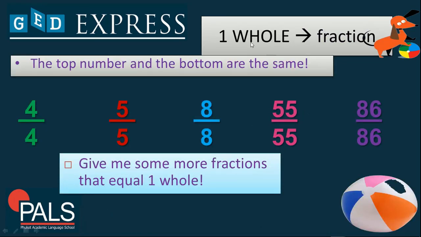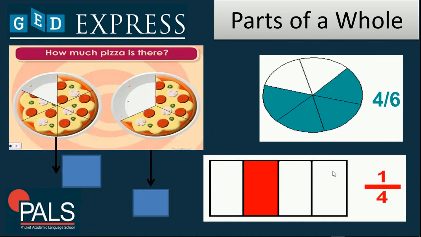Now, one whole, if you're going to do it on fraction, the top number and the bottom number are the same. So this will give you 4 over 4, for example, 5 over 5 and 8 over 8, 55 over 55 and 86 over 86. So everything is a whole number. So give me some more fractions that is equal to one whole. You just need to make use of the same numerator and denominator. That is very easy.